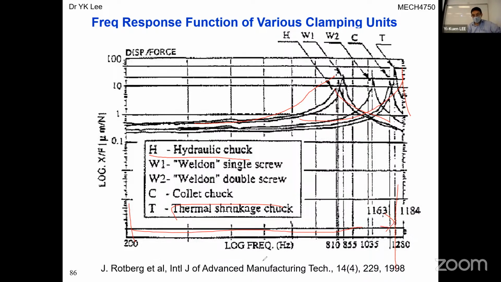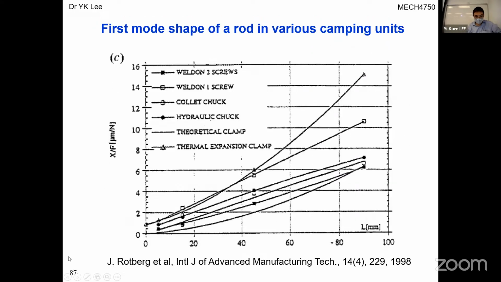That means we may have a better way to minimize vibration, so this shows the importance of this kind of analysis. If you don't do this sophisticated design and analysis, then we don't know that the clamping can really have a big impact. Of course, here I also show you the vibration modes for the different clamping units.